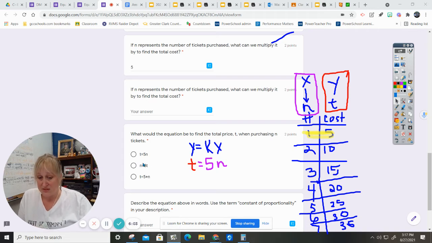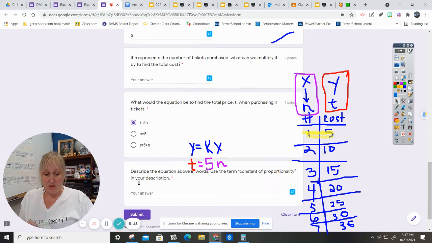You could also do some testing, which we'll do in the next problem. So T equals 5N. I don't know why it has plus. That's not right. It's this one. That one. It's just like what we're doing, but they're using different letters or variables.